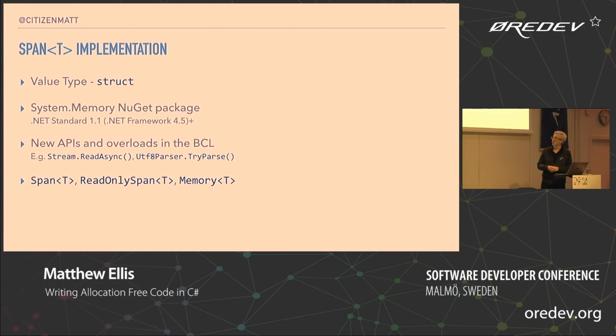There are also new APIs and overloads in the base class library. Some of these would be part of the next version of .NET Standard. So things like ReadAsync and TryParse will be able to return you back a span. This is really good if you're writing a parser, because then you can read a line of text and split it up into little strings without having to allocate new strings.